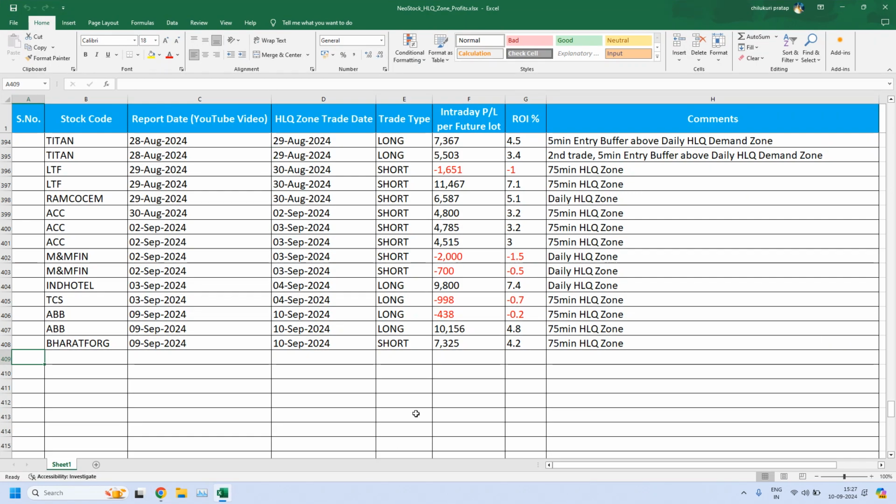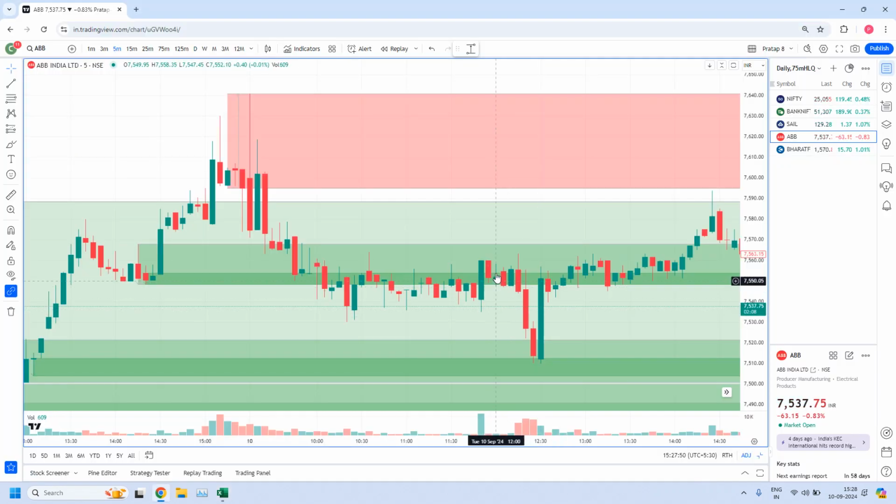That way ABB first trade has given 438 rupees loss, which is a negative ROI of 0.2%. It is a very minimal loss. Very, very minimal. It's a negligible loss. But anyway, the zone is violated.